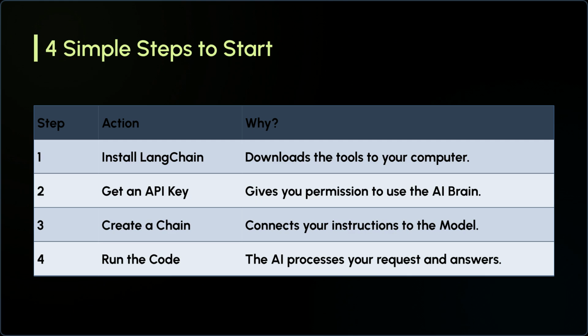Here are 4 simple steps to start. Install LangChain to download the tools. Get an API key for permission to use the AI brain. Create a chain to connect your instructions to the model. And run the code so the AI processes your request and answers.